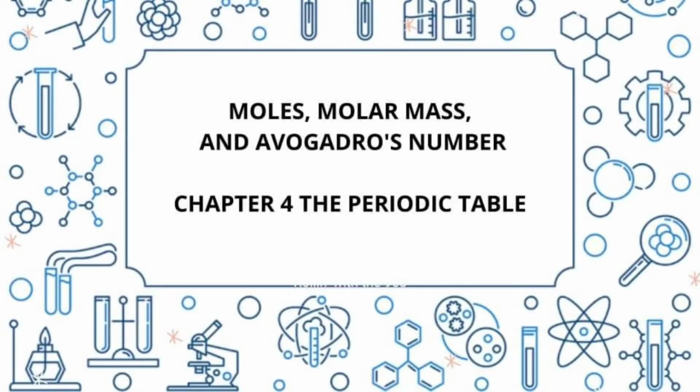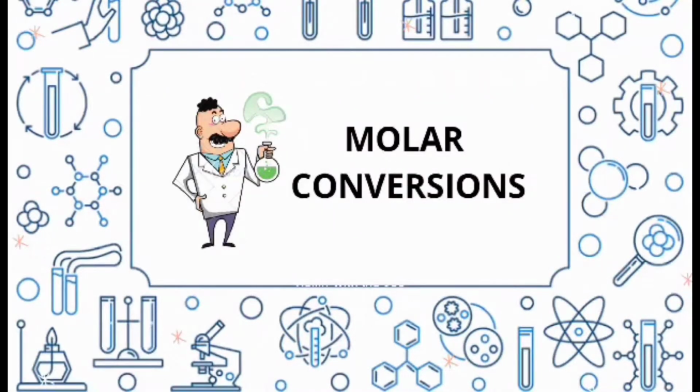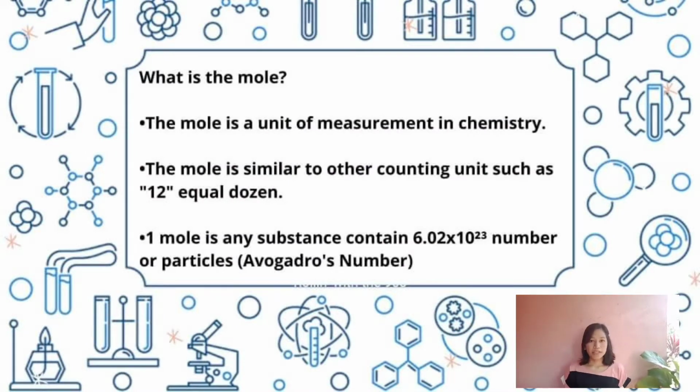Moles, molar mass, and Avogadro's number. Chapter 4, the periodic table. Molar conversions. What is the mole? The mole is the unit of measurement in chemistry. The mole is similar to other counting units, such as 12 equals 1 dozen. 1 mole of any substance contains 6.02 times 10^23 particles, Avogadro's number.